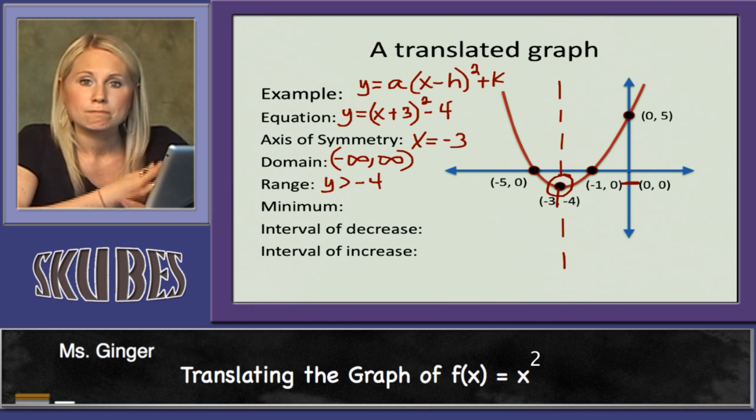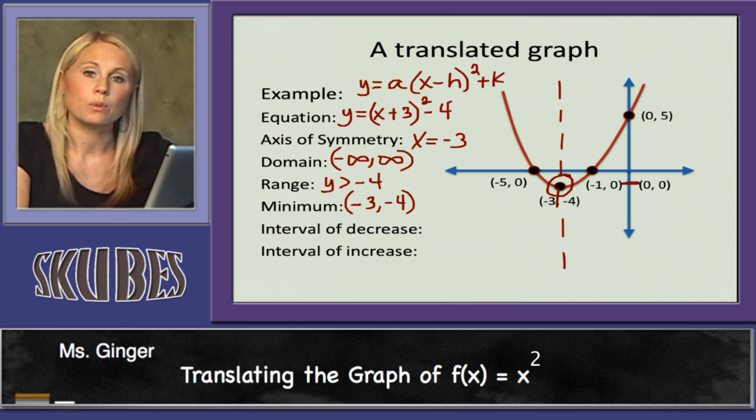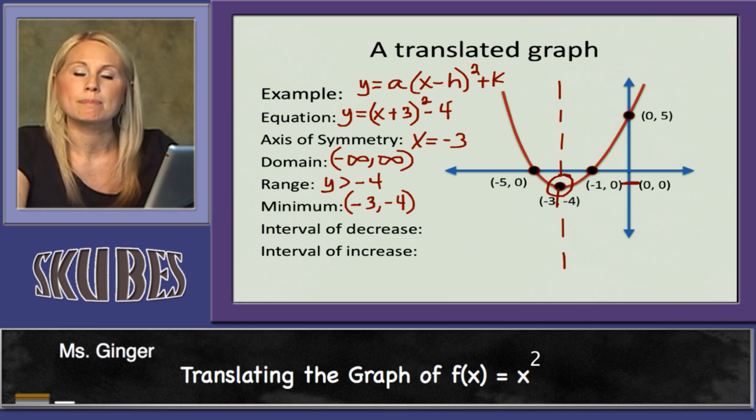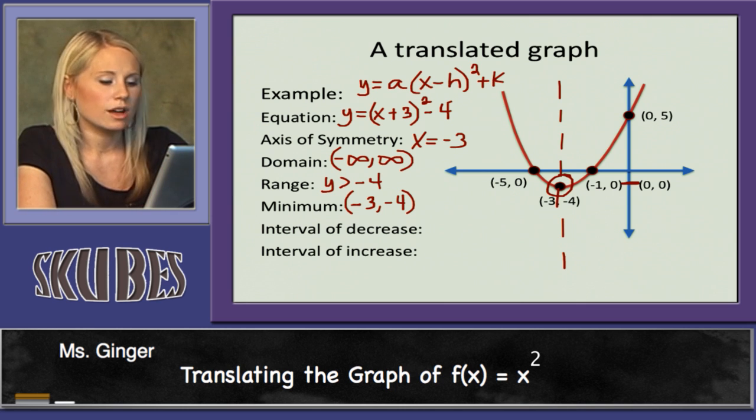All right, minimum, that's going to be where our vertex is located. So this quadratic has a minimum at the point -3, -4. You can list the coordinate or you can state the y value since minimum and maximum are dealing with the y direction.